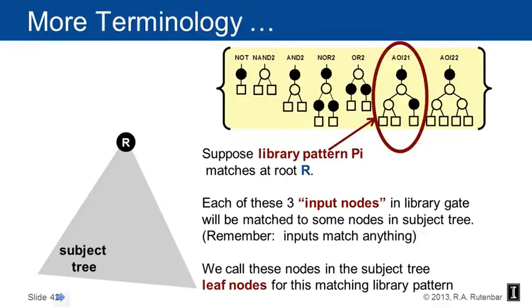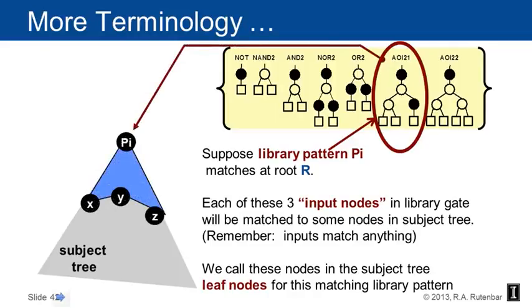Then what we mean is we can put that pattern on top of the tree, and the root of the AOI21 will match the root R, and when we start going down the nodes, they will match too. So there's a great big blue triangle-y thing that I'm drawing at the top of the subject tree. But let's also note that pattern AOI21 has 3 input boxes. Those input boxes are going to fall on some nodes inside the subject tree. And so I'm putting little arrows from each of the 3 input nodes in the library gate, because they will be matched to some nodes in the subject tree, because remember, inputs match anything.